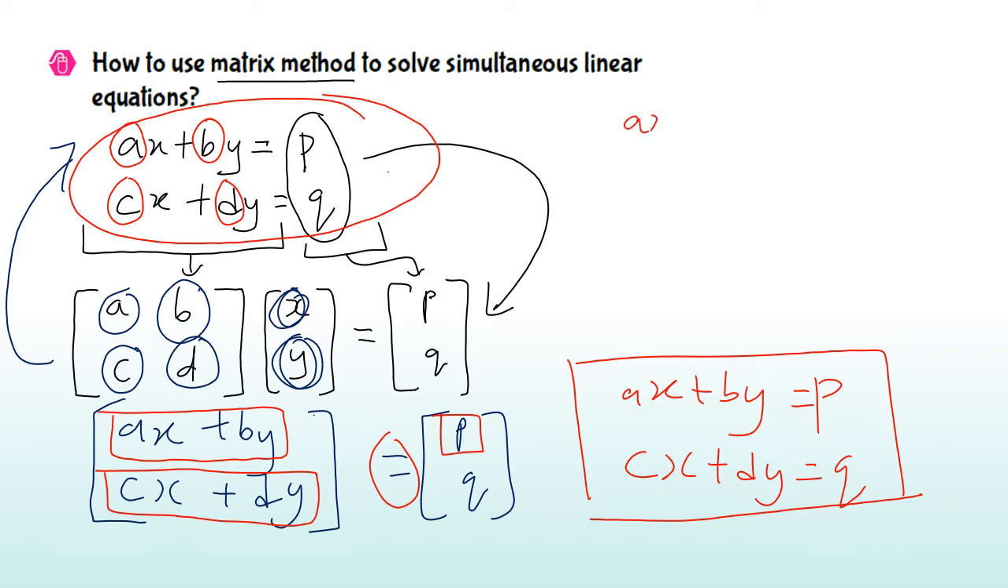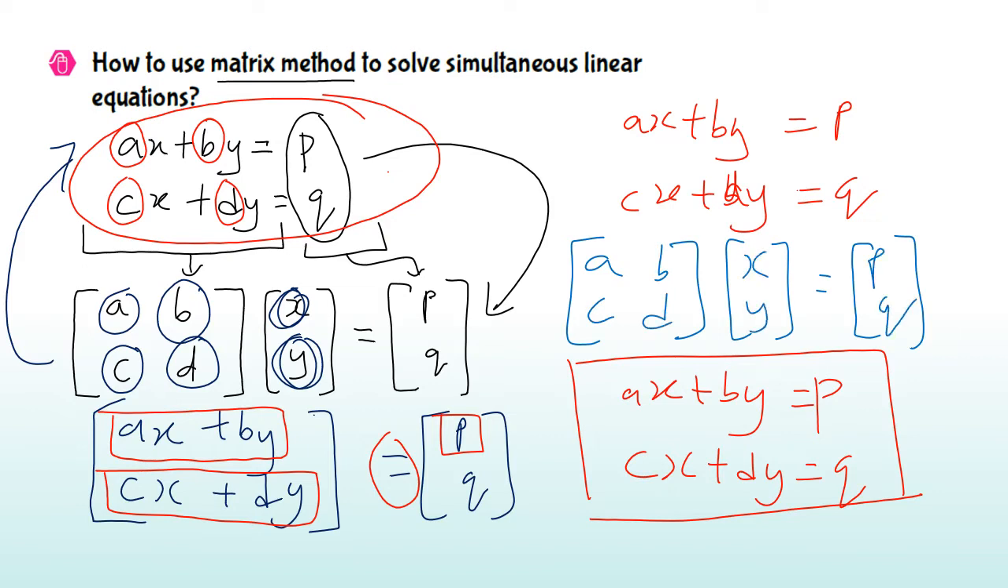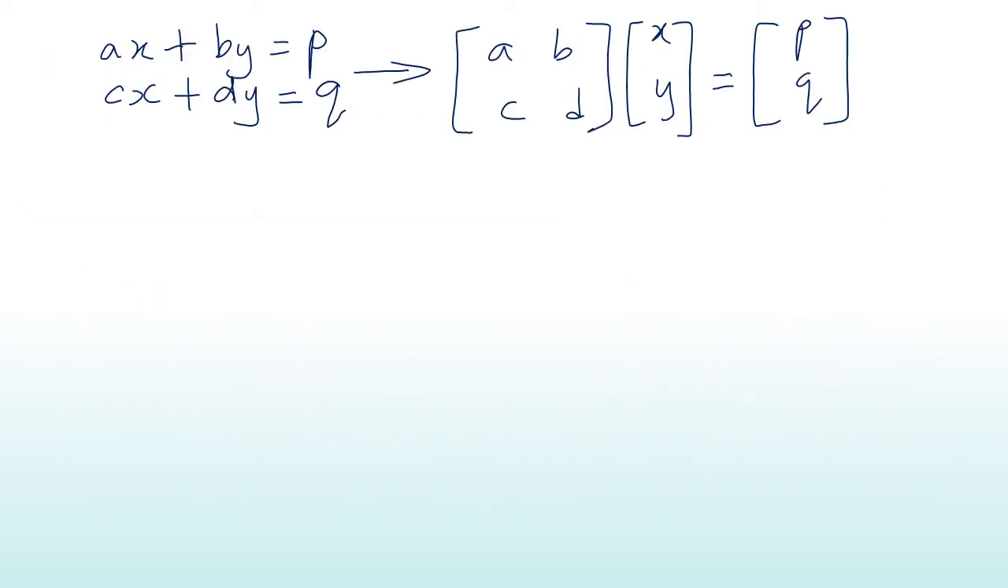So very simple. If you have ax plus by equal p, cx plus dy equal q, you change it into matrix, it will be like this: a, b, c, d, x, y, p, q. Okay, now your simultaneous equations are already changed into matrix form.